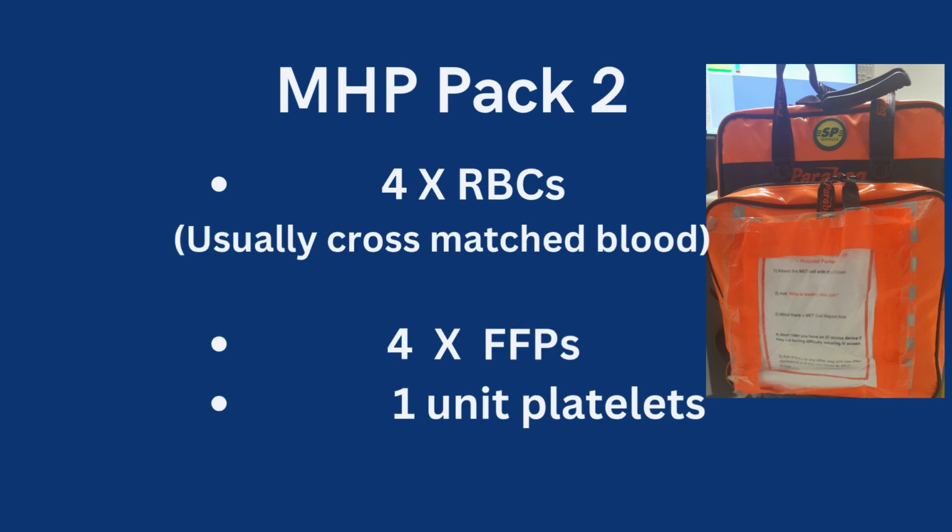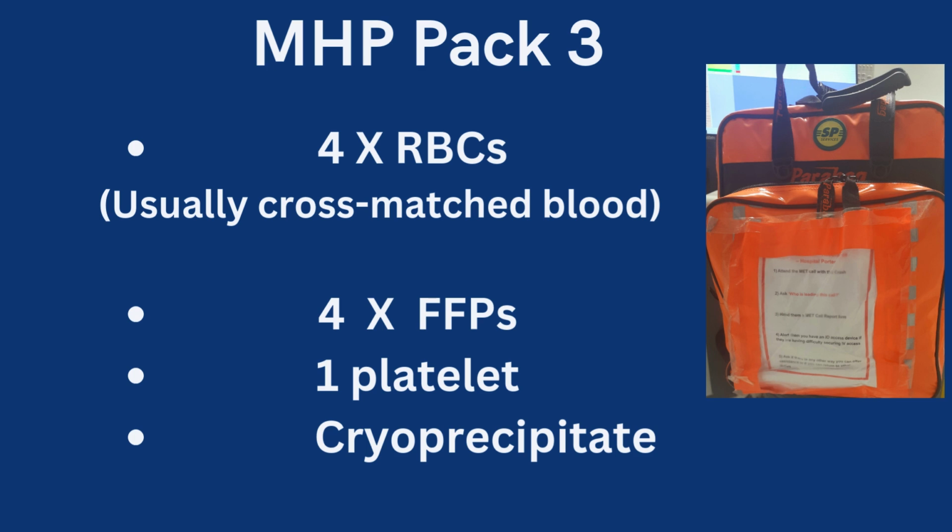Pack 2 contains 4 units of RBCs, 4 units of FFP and 1 unit of platelets. And pack 3 onwards contains 4 units of RBCs, 4 units of FFP, 1 unit of platelets, and 2 cryoprecipitate.